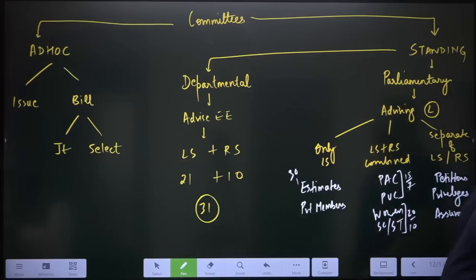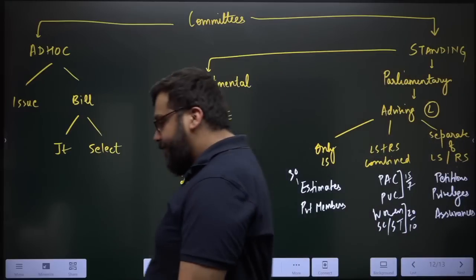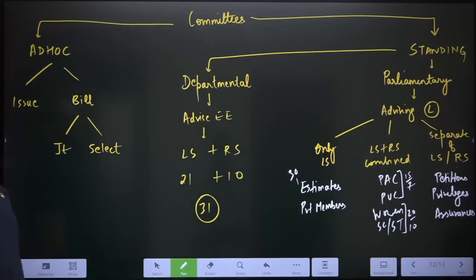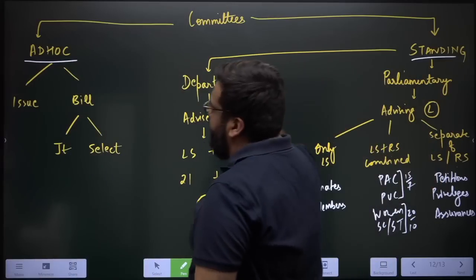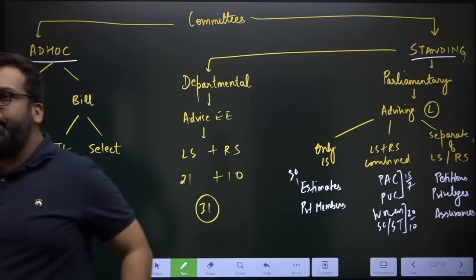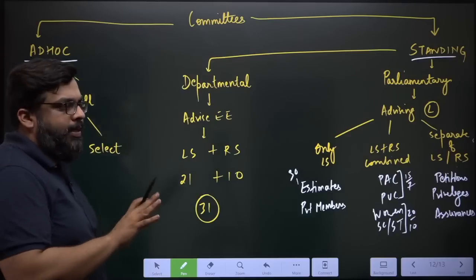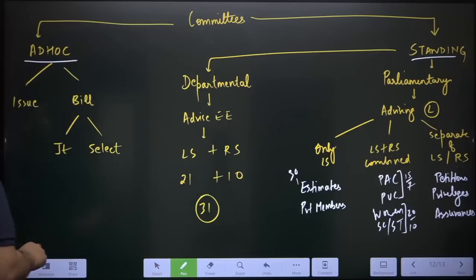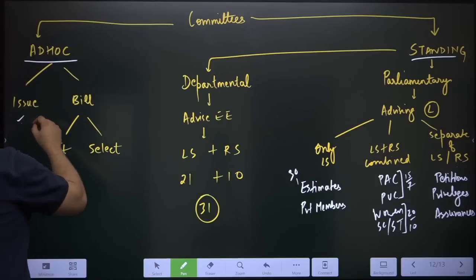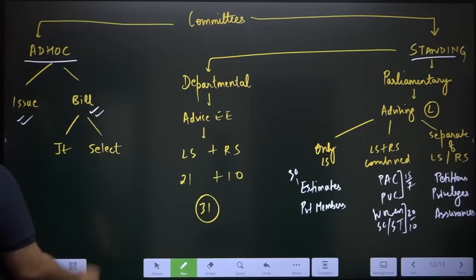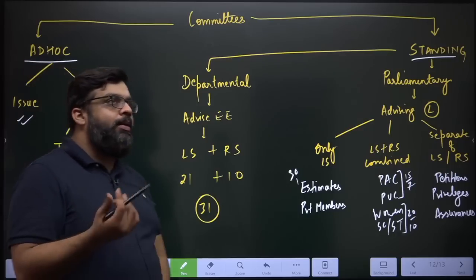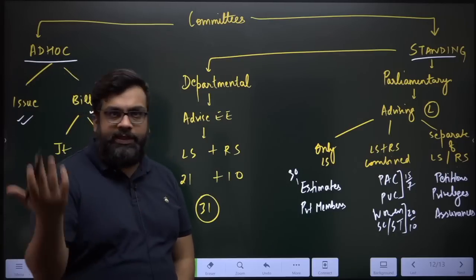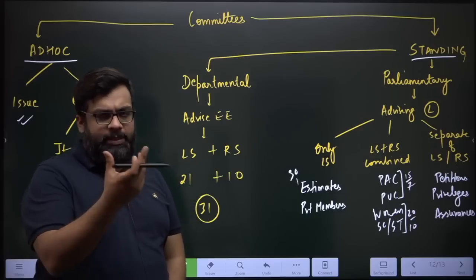Now comes the deadliest but the easiest part, committees. Very simple, very logical, very self-explanatory. There are broadly two kinds of committees, ad hoc committees and standing committees. Ad hoc committees are temporary in nature, which means once their purpose is fulfilled, they are dissolved. There are two kinds of ad hoc committees, one on the basis of an issue, the second on the basis of a bill. For example, you can have a temporary committee to examine the role of Facebook in communal riots or elections, a specific issue.